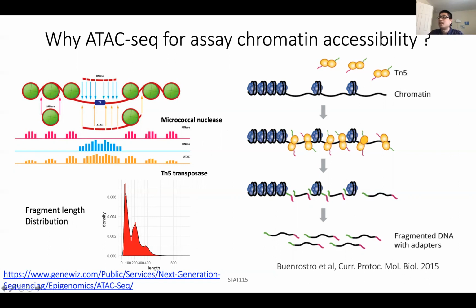As you may know, there are many other methods to assay chromatin accessibility. For example, we have MNase-seq or DNase-seq. For MNase-seq, it uses this enzyme called micrococcal nuclease, which preferentially cuts the linker DNA. So the end result, what you get is the nucleosome positioning information like this. And DNase-I is used to preferentially cut the open chromatin. So this is the profile you get after DNase-I sequencing.